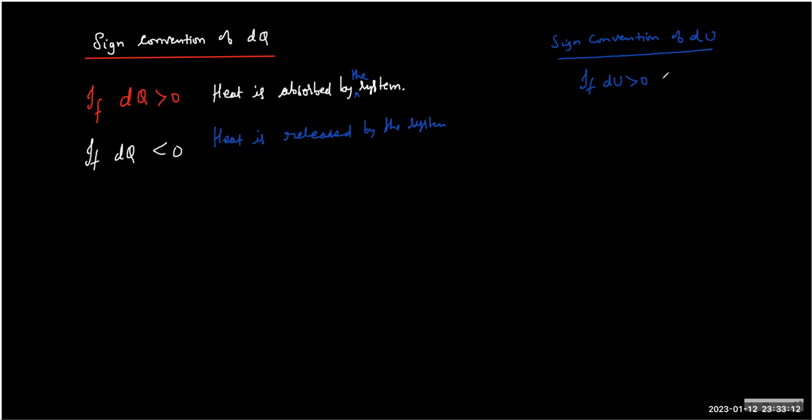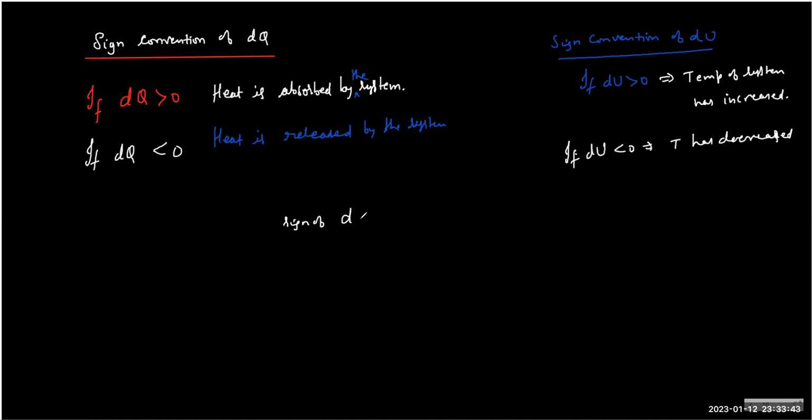So if dU is positive, it means the temperature of the system has increased. And negative means it has decreased. And the sign convention of dW we have discussed already. So once again, the sign of dW.